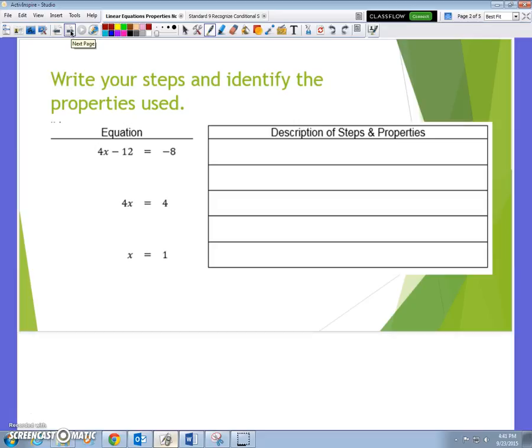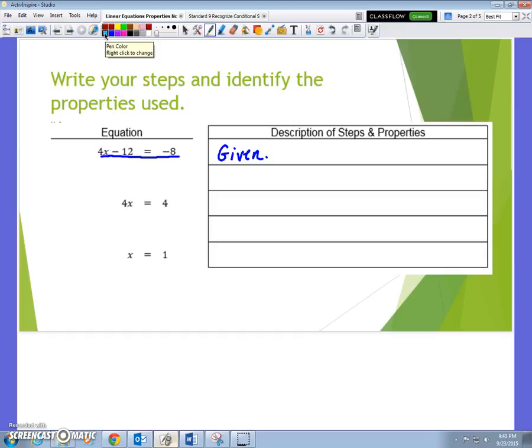We're going to start with this basic equation, 4x minus 12 equals negative 8. I'm going to change colors for each property that I use. So I'm going to go ahead and underline this in blue. I'm going to say this is the given. And I think we might need more columns for as many steps as we're going to need here. So I'm going to go ahead and change to light blue now.